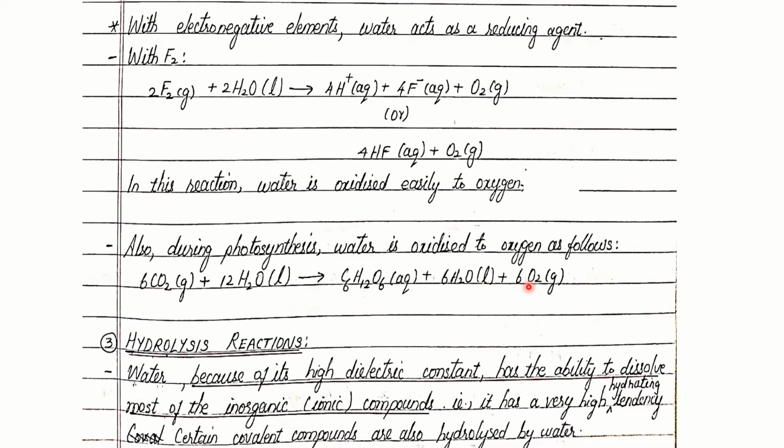Now the third chemical property associated with water molecules is that it undergoes hydrolysis reactions. Because of its high dielectric constant, water has the ability to dissolve most of the inorganic ionic compounds. That is, it has a very high hydrating tendency. Why does water possess a very high hydrating tendency? Because of its high dielectric constant value. Due to its high dielectric constant value, water can dissolve most of the ionic compounds. Certain covalent compounds are also hydrolyzed by water.